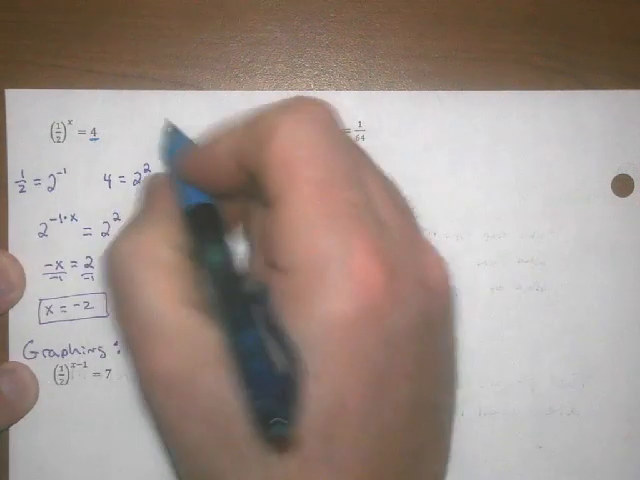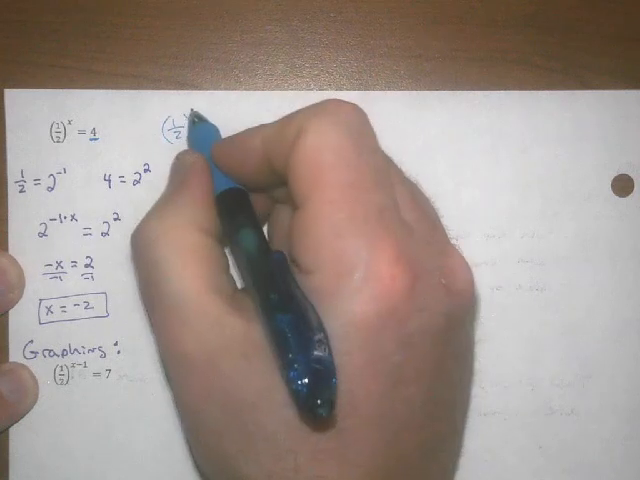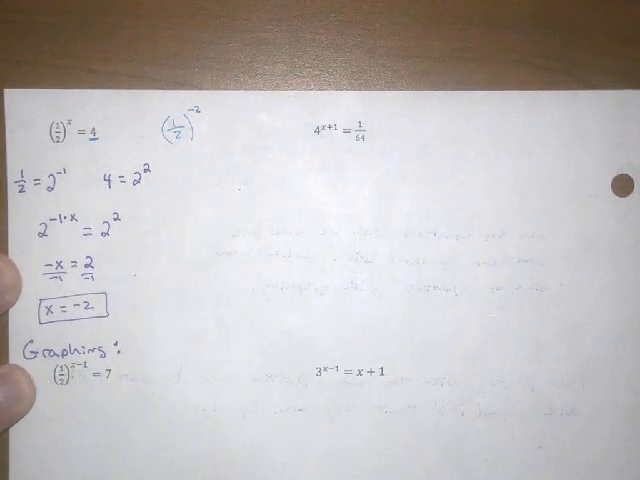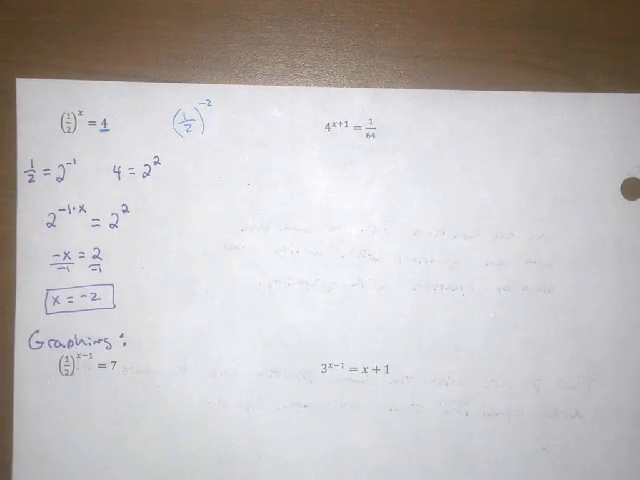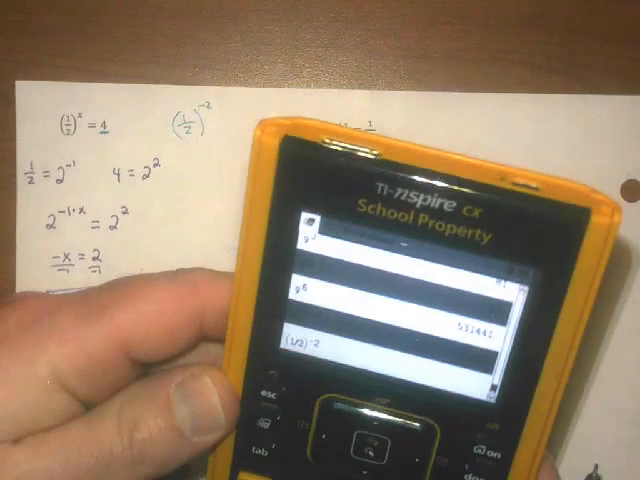Again, checking our answer. So I already have 4, so when I plug this in, I have 1/2, all of that to the minus 2. Use my calculator to check that. So open up my parentheses, or I could put in 0.5, but 1 divided by 2, close my parentheses. And all of that is to the power of minus 2.